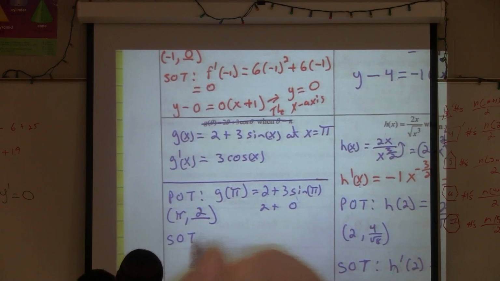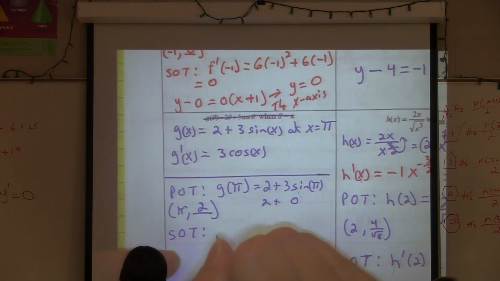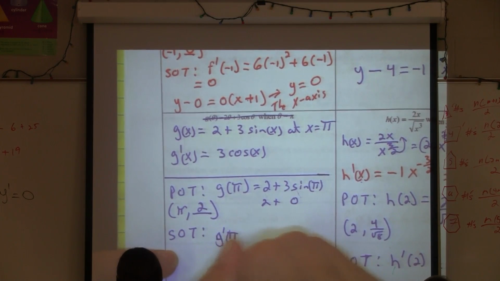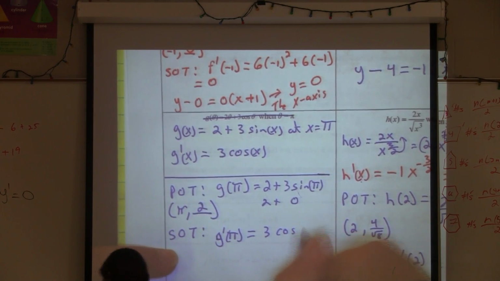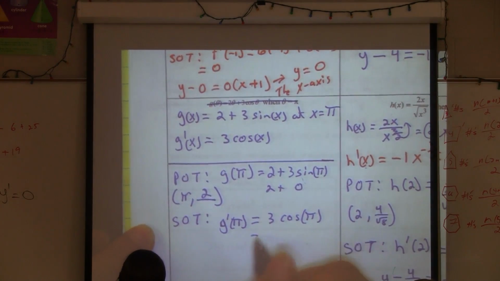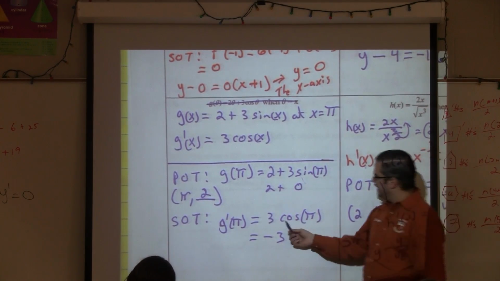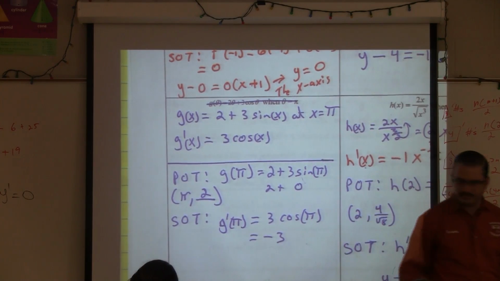How did we get that? Sine of pi is 0, right? Where's pi at? Left side. Right here. This point is negative 1, 0, right? What's the y value there? Alright, slope. We want g prime at pi, so that'll be 3 cosine at pi. Negative 3. Okay, the x is negative 1, so cosine at pi is negative 1 times 3, negative 3.